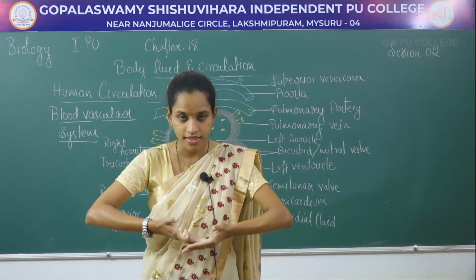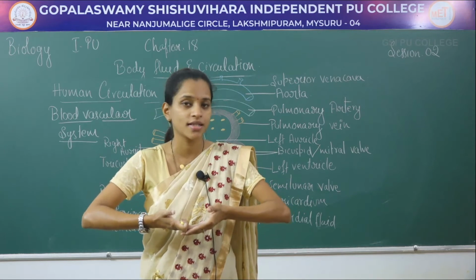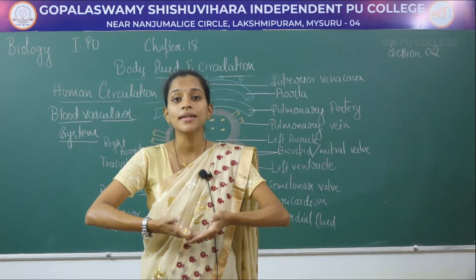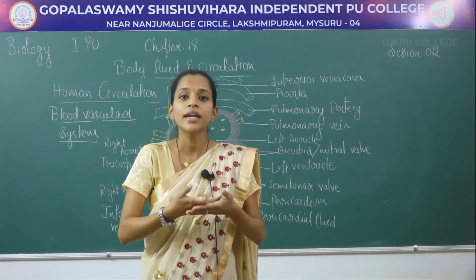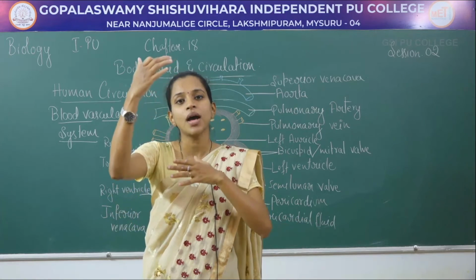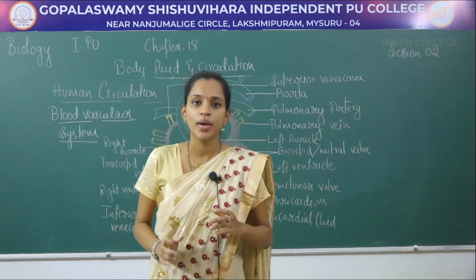If you consider this is the auricle and this is the ventricle, there is a valve which closes the auricle. So once the blood is 3/4 filled in the auricle, the valve opens downwards. When it opens downwards, the blood from the auricle gets transferred into the ventricle.